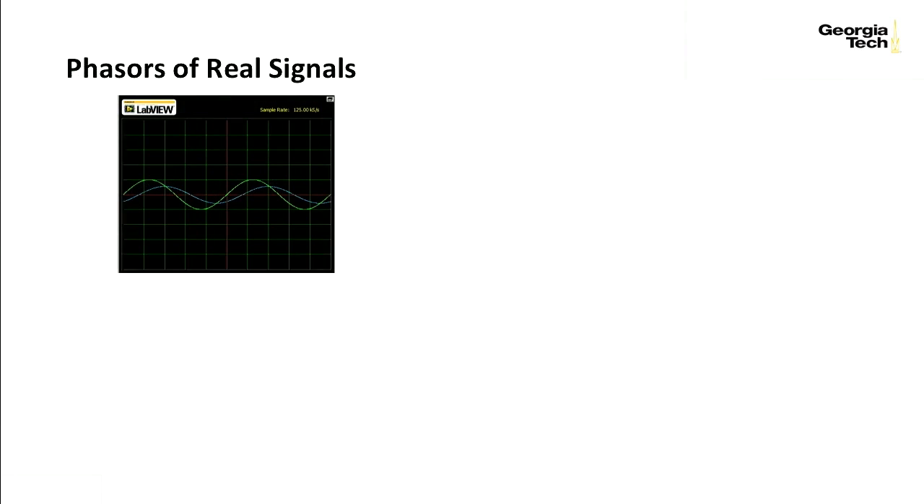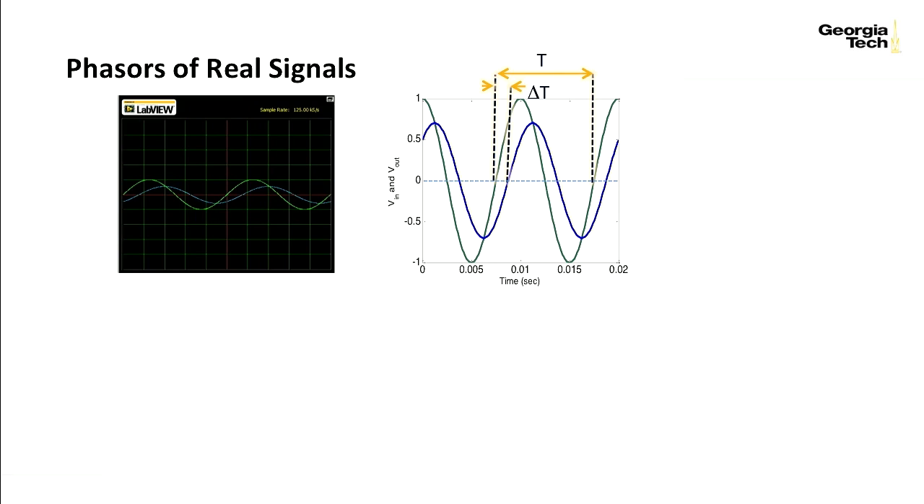Now, I want to go back to looking at phasors of real signals. This is back to that oscilloscope trace that we had, and I'm just going to redraw it over here so you can see a little bit better. Again, the input is shown in green and the output is shown in blue.